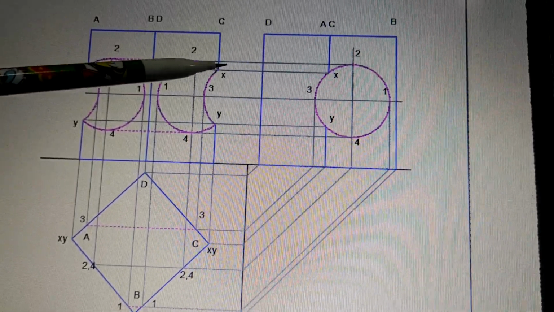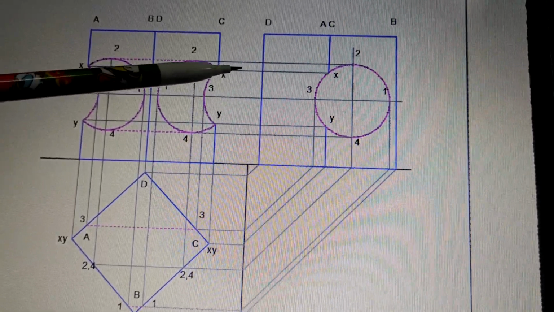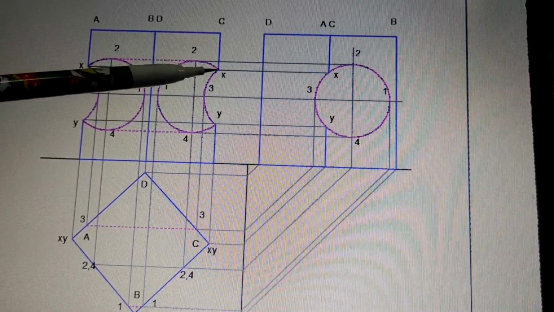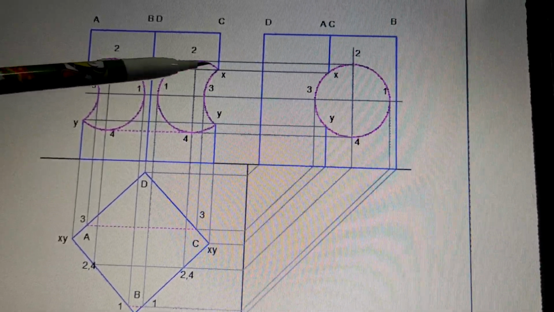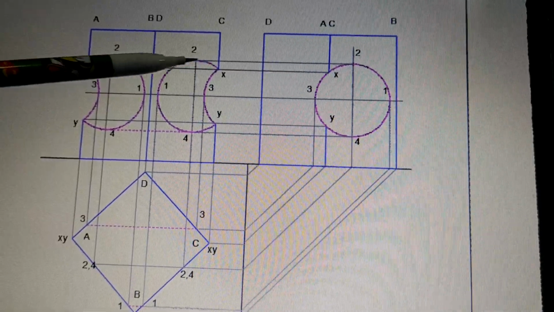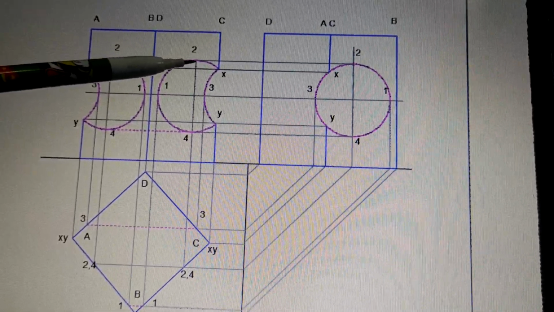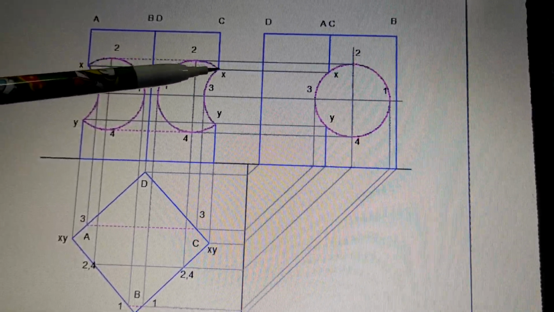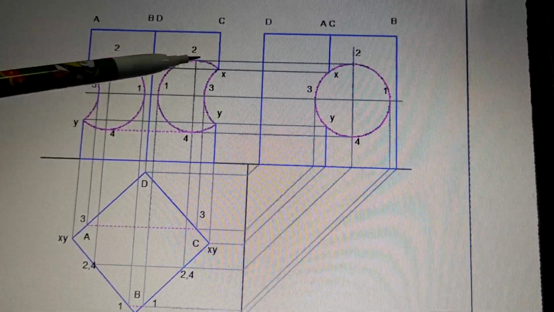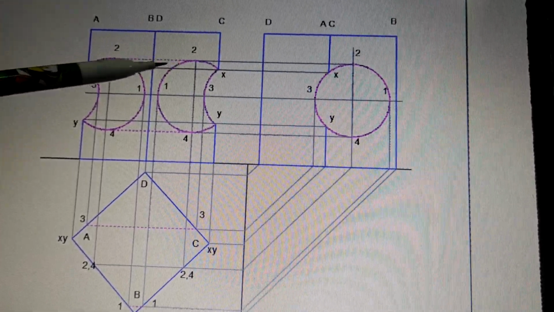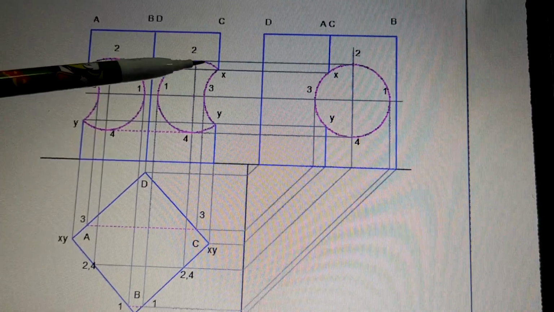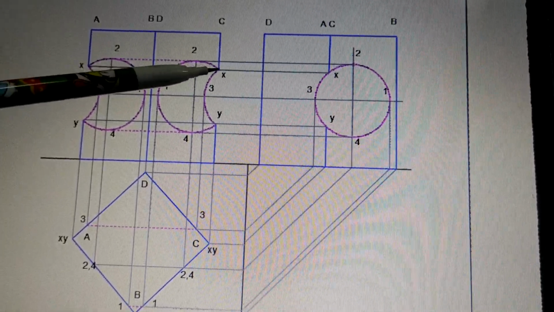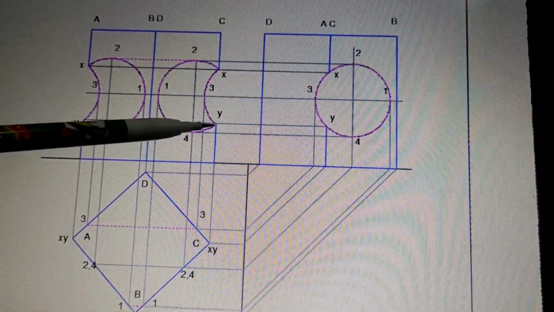So if this line is showing the cylinder, then this part of the curvature will not be seen. That means it is there, but it has gone behind the cylinder. So in that case, you have to draw a dotted curve from 2 to x. This part of the curve you will have to draw dotted. So this will be continuous, then curvature. But on this side it will be dotted from 2 to x. Same thing on this side, 4 to y will be dotted.